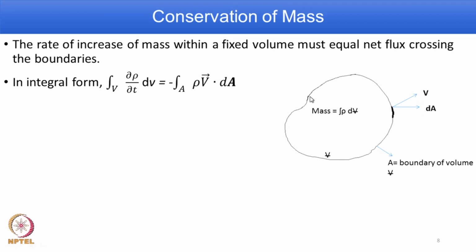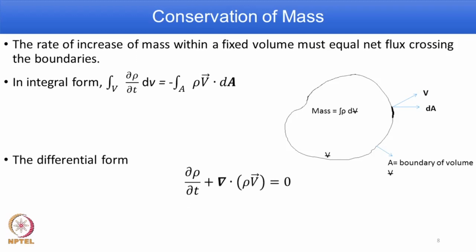So, you find out the net flux crossing the boundary. It may be coming in at some place, entering the volume, and at some place it may be going outside that volume, and you sum them up and you get the net. That is why we do the integral. The integral corresponds to summing, and that sum is related to the rate of increase of mass within that control volume. Now, the differential form of the equation is ∂ρ/∂t plus ∇·(ρV) equal to 0.